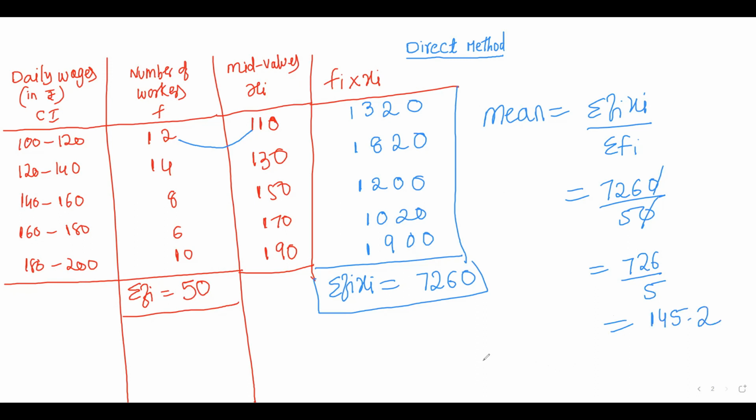Finally, you should write mean daily wages. Mean daily wages is equal to rupees. Unit is rupees. So don't forget to write rupees 145.2. Please write down.